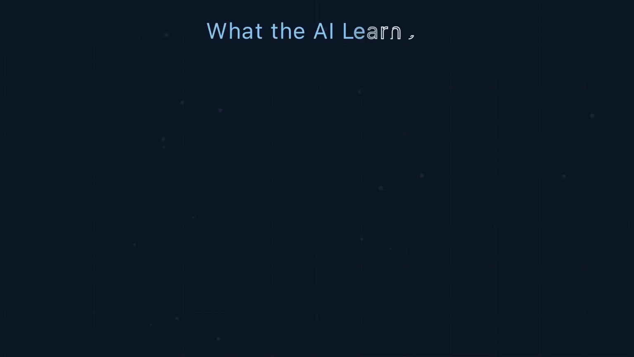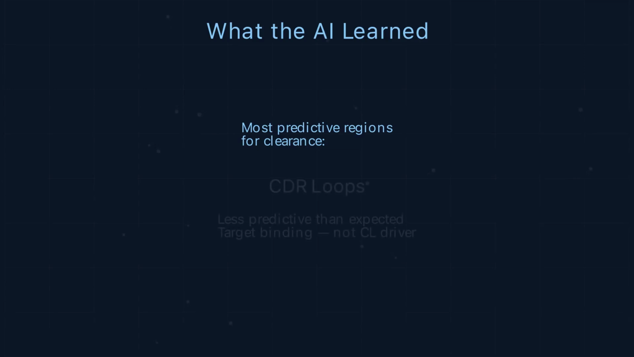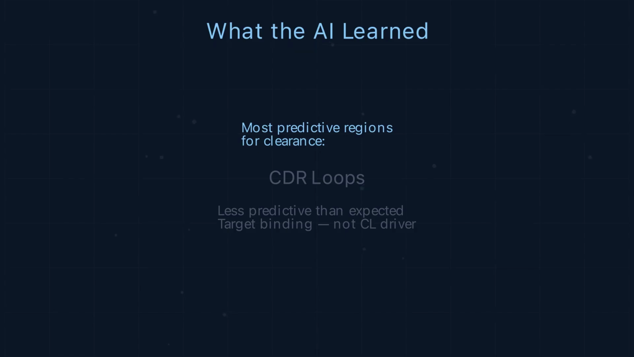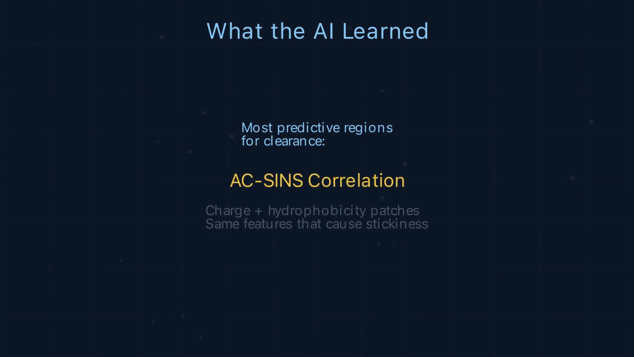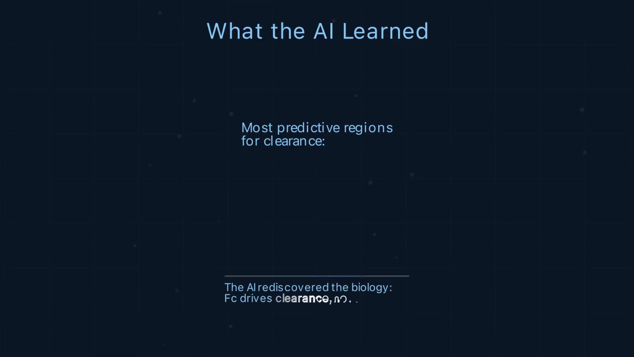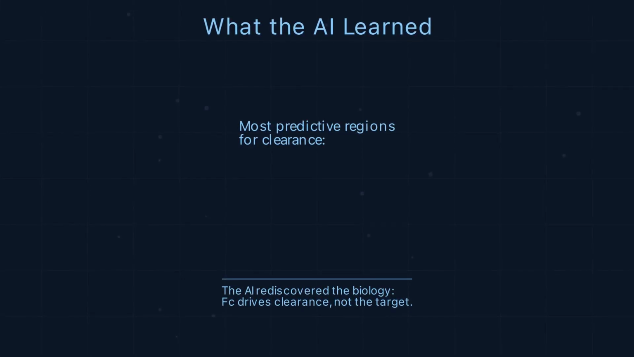The most fascinating result isn't the accuracy, it's what the AI learned about antibody biology. The sequence regions most predictive of clearance aren't the commander loops that bind the target. They're the framework regions and the Fc domain, exactly the parts responsible for FcRn binding and non-specific interactions. The AI independently discovered what Betts and Avery showed empirically: clearance is an Fc property, not a target property. The sequence features predicting fast clearance correlate with the same charge and hydrophobicity patches that the AC-SINS assay measures. The AI found the biology without being told.